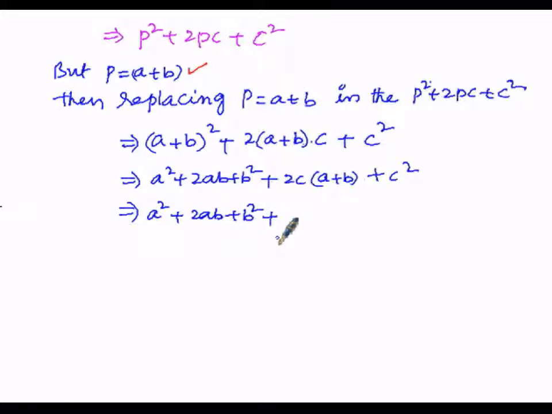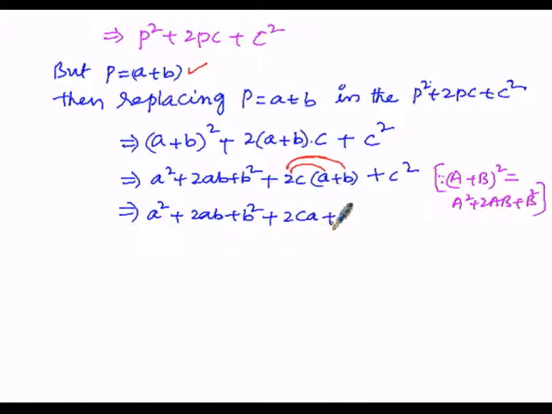So here I got the previous logical step by utilizing the (A plus B) whole square formula, which is A square plus 2AB plus B square. Since (A plus B) whole square equals A square plus 2AB plus B square, now we have to multiply each and every term by 2C into A and 2C into B. 2C into A is 2CA, plus 2C into B is 2CB, plus C square.